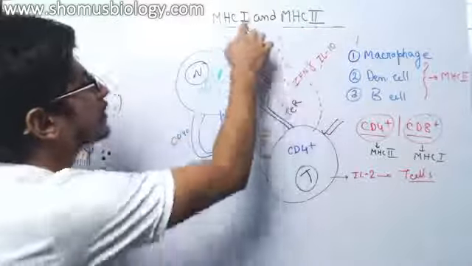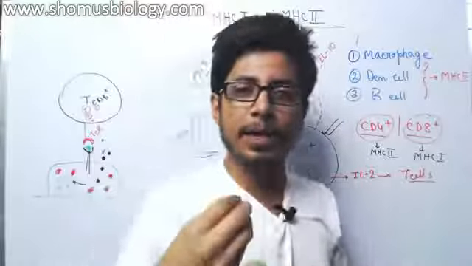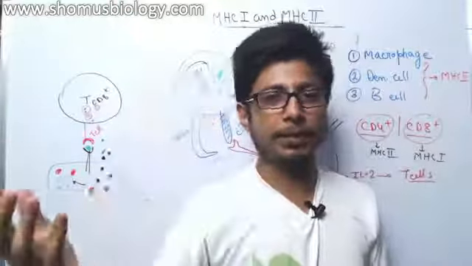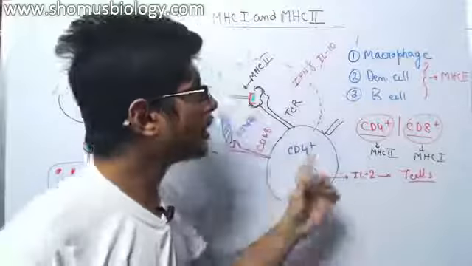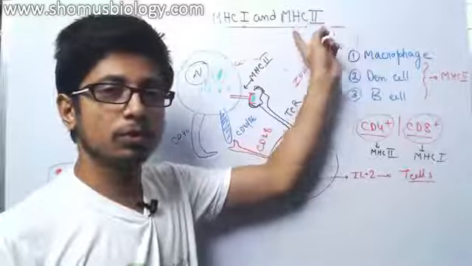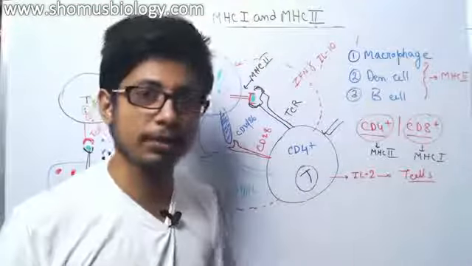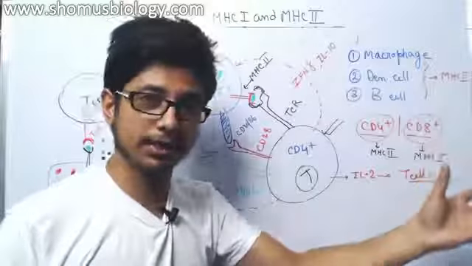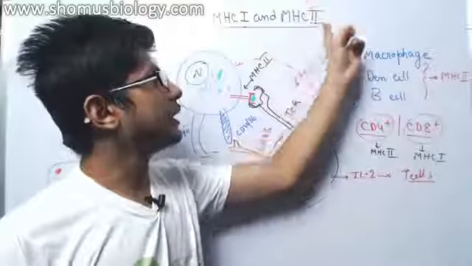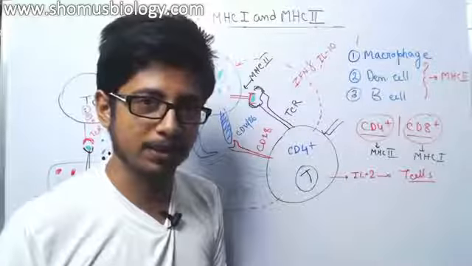But all the cells have MHC1, so if required all the cells can load the antigen fragments onto MHC1 and showcase them, but only macrophages, dendritic cells and B cells can have MHC2. So when they fragment the foreign invader or pathogen and showcase it to the rest of the cells, they will need MHC2, and they only have that. The rest of the cells don't have MHC2.